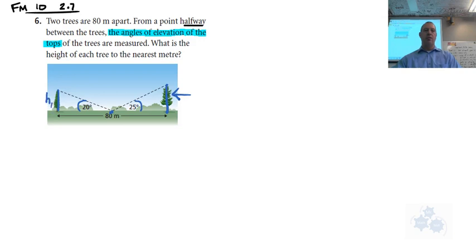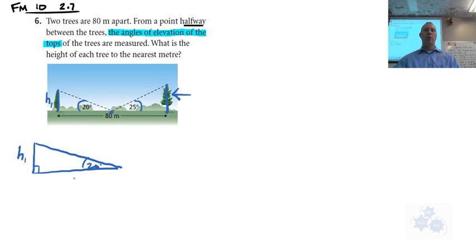Let's say height 1 of tree number 1. Do I have enough information to use the trig functions? And I'll just redraw the triangle over here. So it's a right triangle because it's a tree and the ground. I've got H1 here. I've got an angle of 20 degrees here. And I'm looking for H. So do I have enough information?